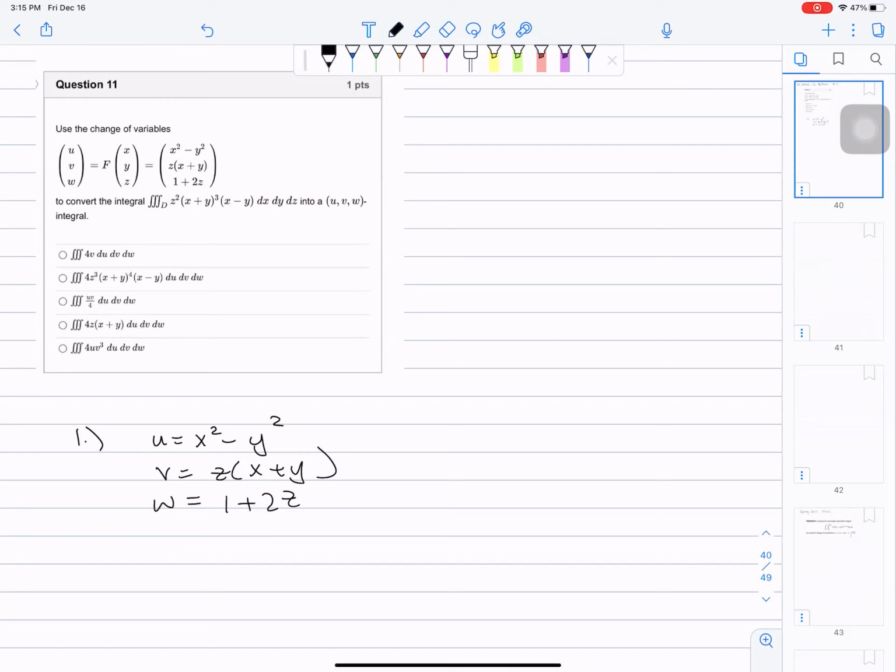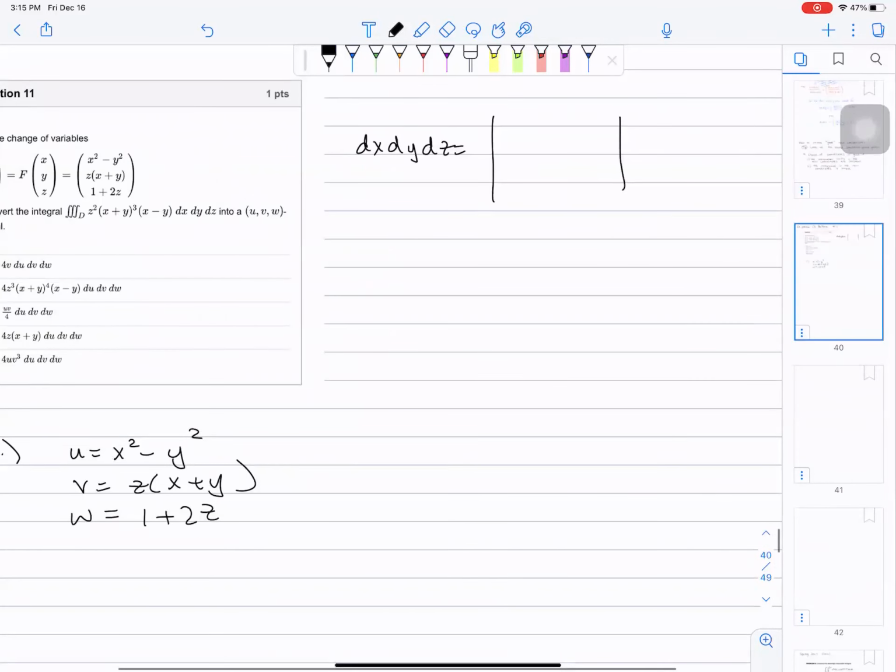So what do I know from the change of variables theorem? I know dx dy dz equals the absolute value of the Jacobian, whatever variables I wrote here, I should write on the top. So x, y, z. What are the variables I want to change to? Those are u, v, w, du dv dw.